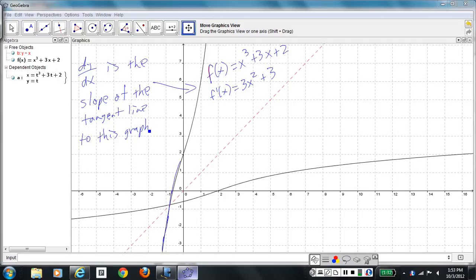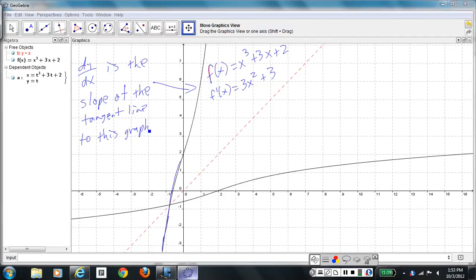Now, if we want to find the inverse of this function, we'd have a hard time doing it. Because remember the four-step process for finding inverses? You replace f of x with y, and then you interchange x and y, and then you try to solve for y in terms of x.